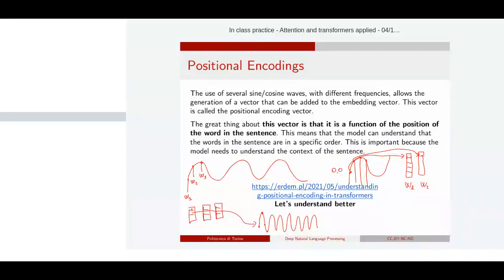Exactly, we have as many waves, sine and cosine, a combination of them, as the number of elements in the positional encoding vector. Is it clear? So we have a combination of different sine and cosine waves, and we use the same spacing to compute the values that will be part of the positional encoding of each word.